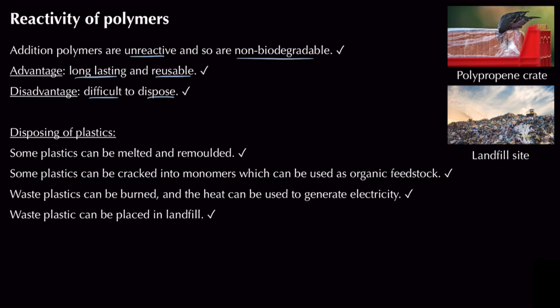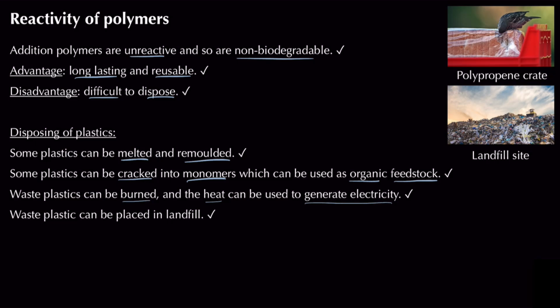Now, when it comes to disposing of them, there are 3 main ways that we can go about it. We can take the plastics and melt and remold them. If we can't do that, we would crack them into monomers, and these monomers, these alkenes, can be used as organic feedstock for other reactions. So basically just the reagents and reactants to do other reactions in chemistry. If we can't do those two, we would just burn them. We don't practice this in this country, but I know many other countries do. They burn it to release heat, and that heat is used to generate electricity.